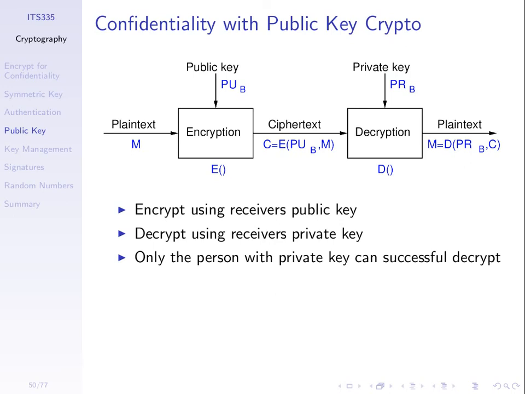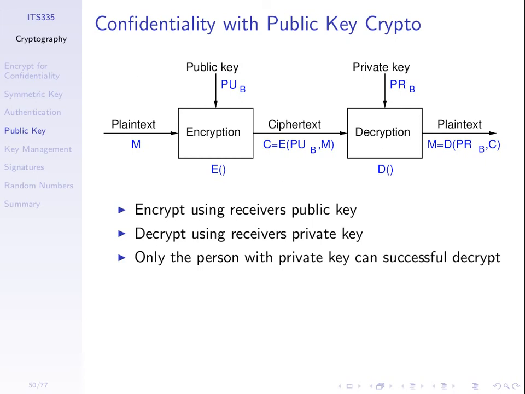So to keep a message secret, encrypt with the destination's public key, and the destination will decrypt with their private key. Always remember that ordering of keys for confidentiality. And the algorithm must be such that only the person with the private key can successfully decrypt. If I receive this ciphertext and try to decrypt it using some other private key, my private key, for example, then I'll get an error. Or at least I will not get the original plaintext. I'll get some other random text.